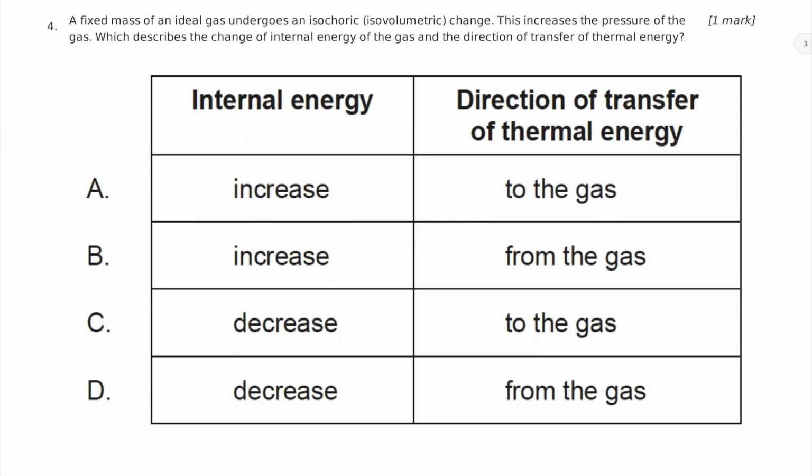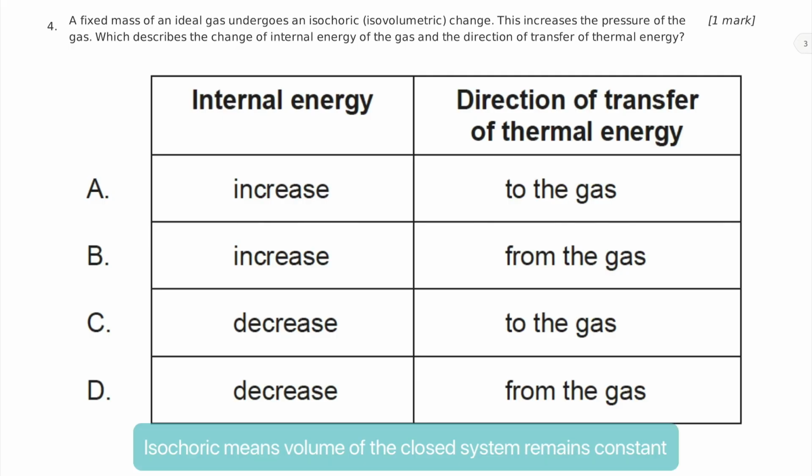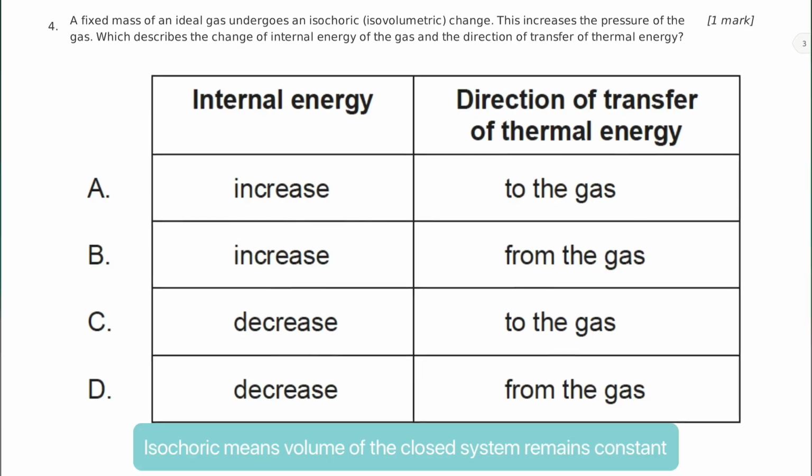Question 4. A fixed mass of an ideal gas undergoes isochoric, or isovolumetric, change.